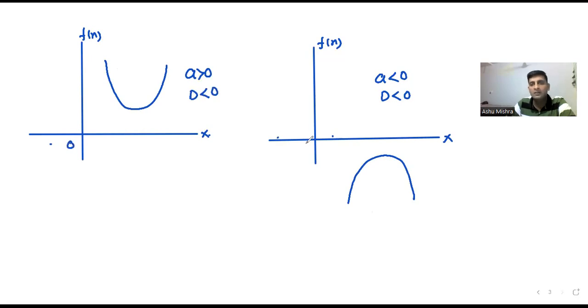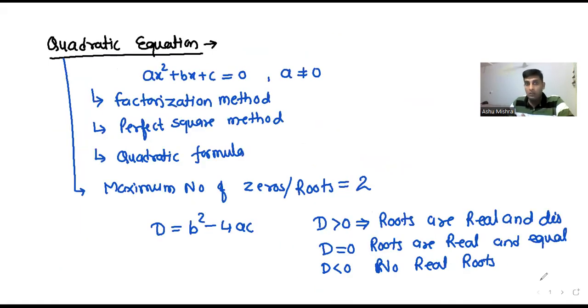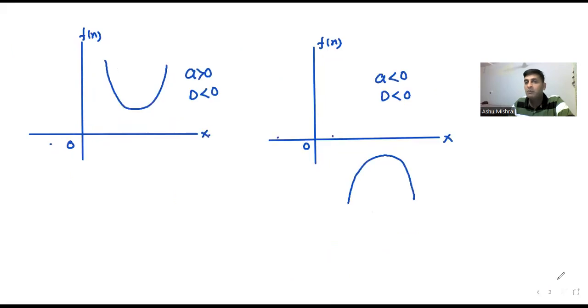That means there are three cases. On the basis of that, we can define whether roots are real and equal, real and unequal, or no real roots. I'm telling you one more thing: the curve of a quadratic equation is in the shape of a parabola.